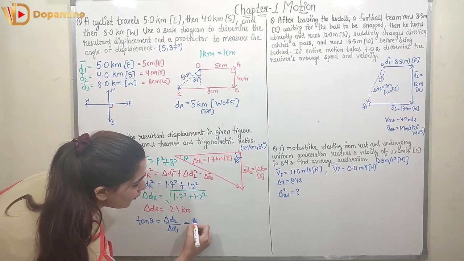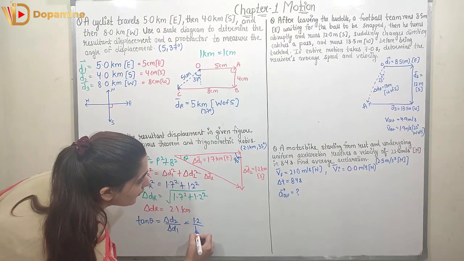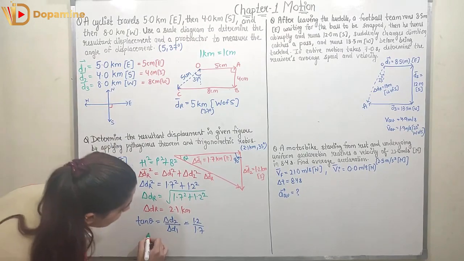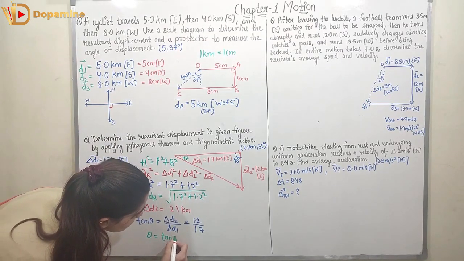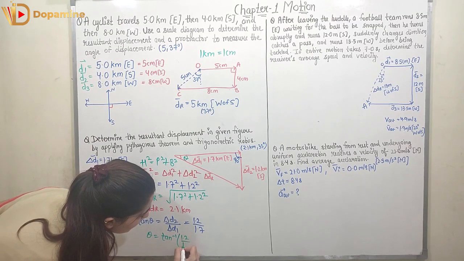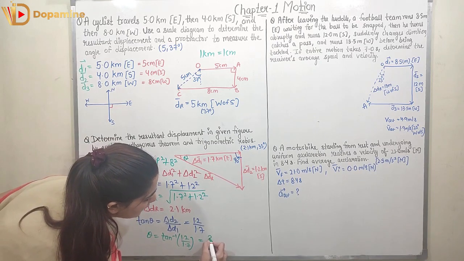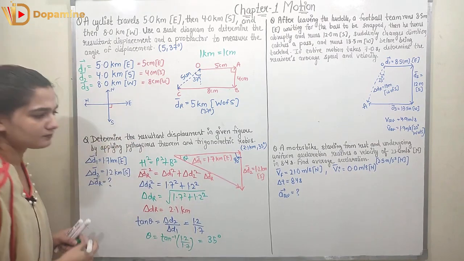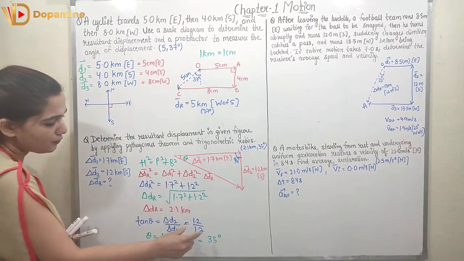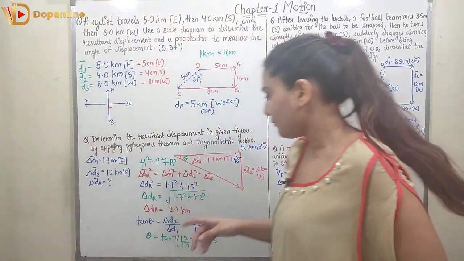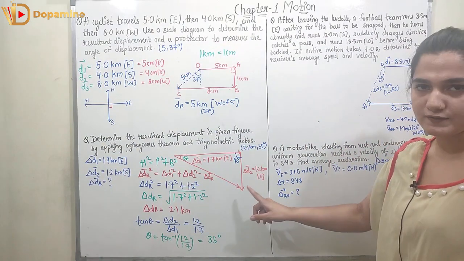So it will be equal to, what is del d2? 1.2 upon 1.7. So how can I find theta? For theta, I can have tan inverse of 1.2 upon 1.7, right? So when you find it, it comes out to be equal to 35 degree, right? So this is how you can find the resultant direction as well. What is the direction? It is east of south, right?